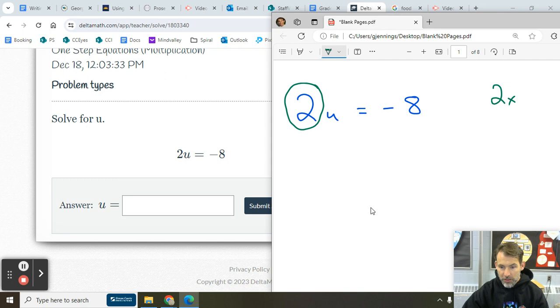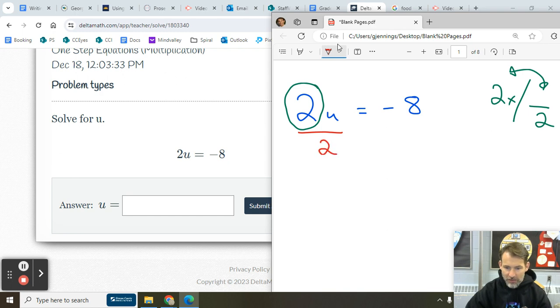The opposite of that is to divide by 2. Multiplication and division are opposites in the same way that addition and subtraction are opposites. So what I'm going to do here is get my inverse operations pen out and divide both sides of this equation by 2. And when I do that, the equation stays balanced.